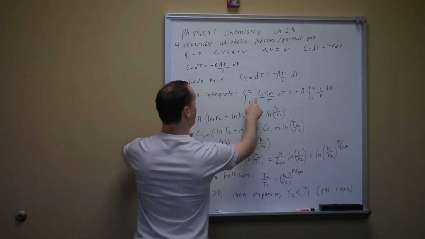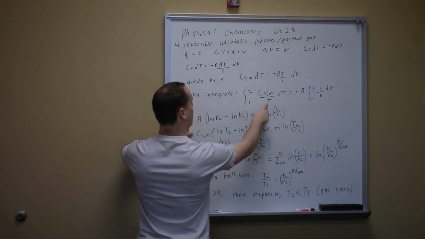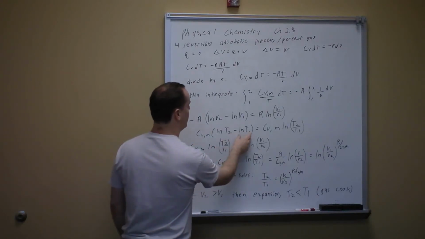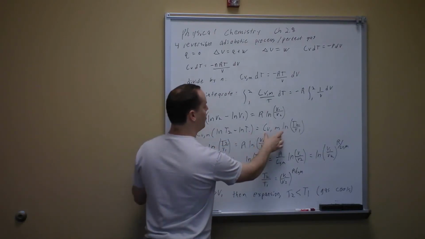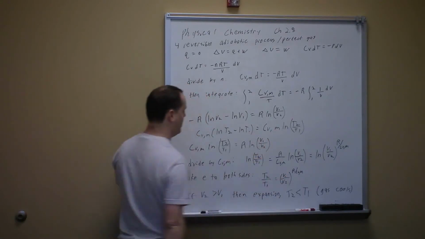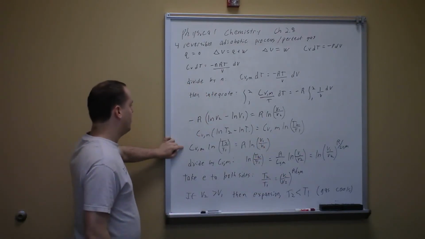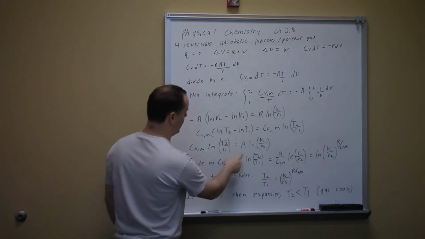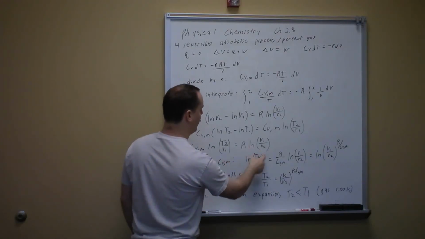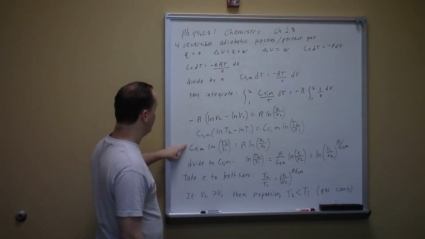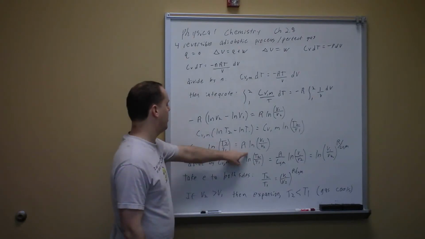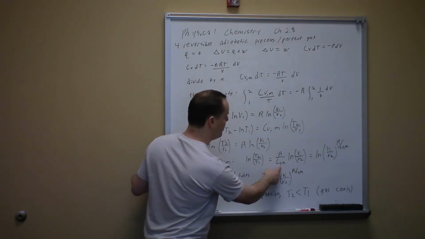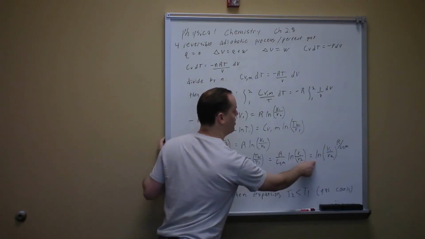Likewise, integrating this side, Cv,m we're assuming constant, so we're going to integrate 1 over T dT, that's natural log. So we end up with Cv,m times natural log of T2 minus T1. And again, it's shorter to just write as a fraction. So we have Cv,m times the natural log of T2 over T1. So these two, of course, are still equal to each other. So we have Cv,m times the natural log of T2 over T1 is equal to R natural log of V1 over V2. We're going to divide that by Cv,m, so we get the constants over on this side. So we're going to get natural log of T2 over T1 is equal to R over Cv,m times the natural log of V1 over V2.